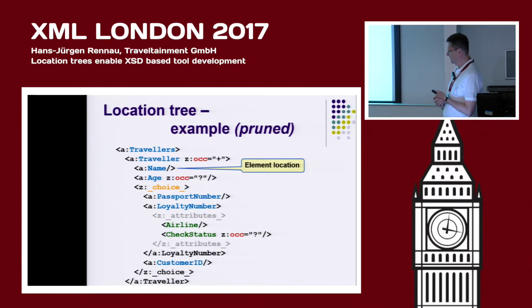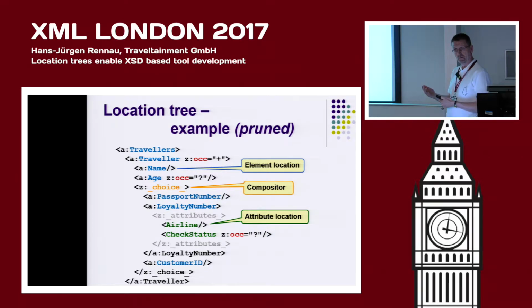So we have elements in this document which represent elements in the instance documents. I call them element locations. And we have elements representing attributes, and they are wrapped in an attributes element to avoid confusion with elements. Further, we have a compositor, a choice, and these location elements representing instance document elements and attributes, they have properties.